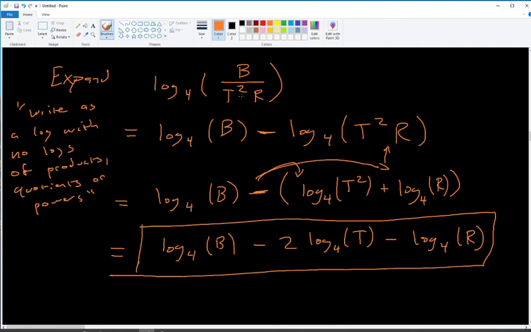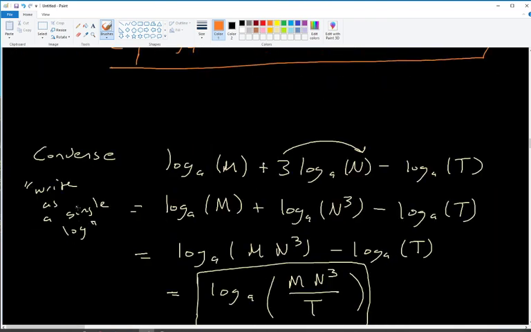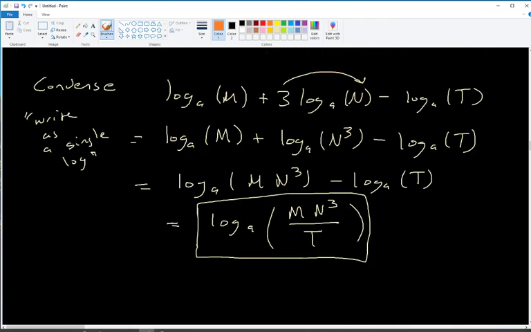Like we have a product, so we have a multiplication, we have a quotient because we have a division, and t has a power. So if they say write it as a logarithm with no logarithms of products, quotients, or powers, that's a long way of saying expand it. And if they tell you guys to write it as a single logarithm, that's the longer way of saying condense it. And that's basically going to do it for section 4.2.